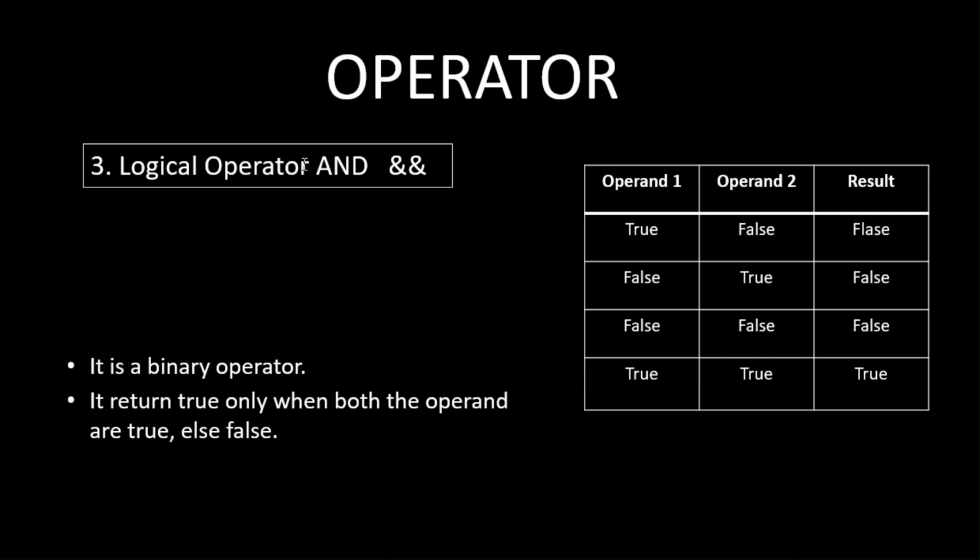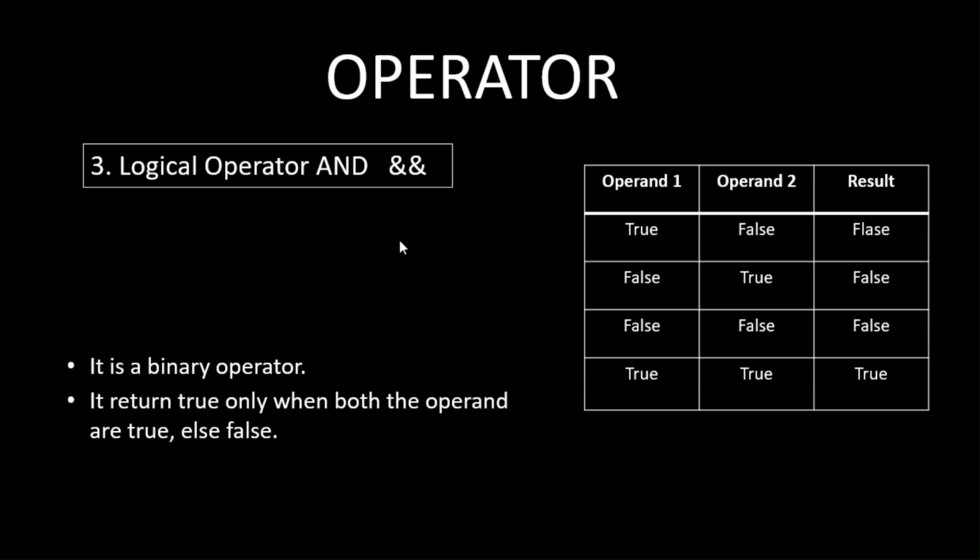So the first one is the logical AND operator. How does it work? Basically, the AND operator is a binary operator. It returns true only when both operands are true, else false. As you can see in this diagram, we have operand 1 and operand 2, and the result. Only if input 1 and input 2 are both true will the condition be true, else the output will be false.